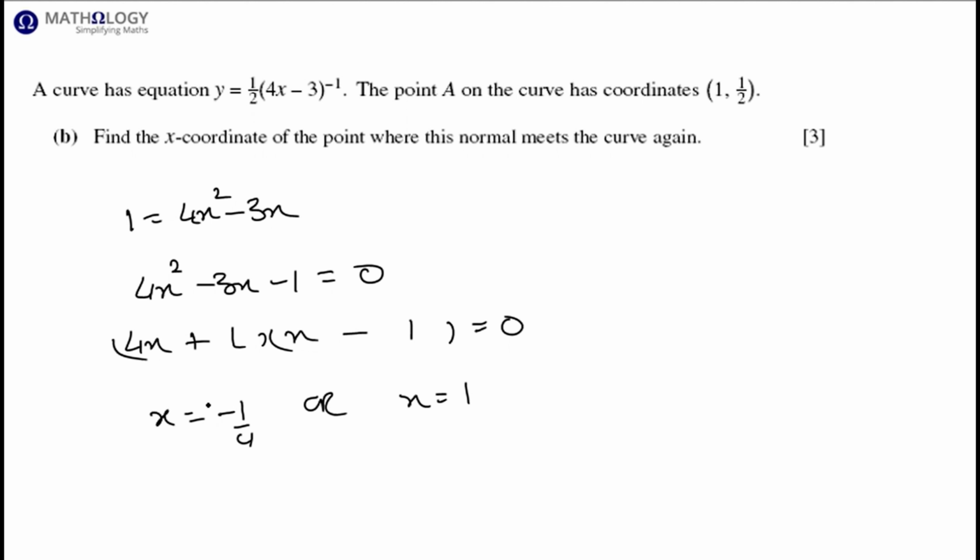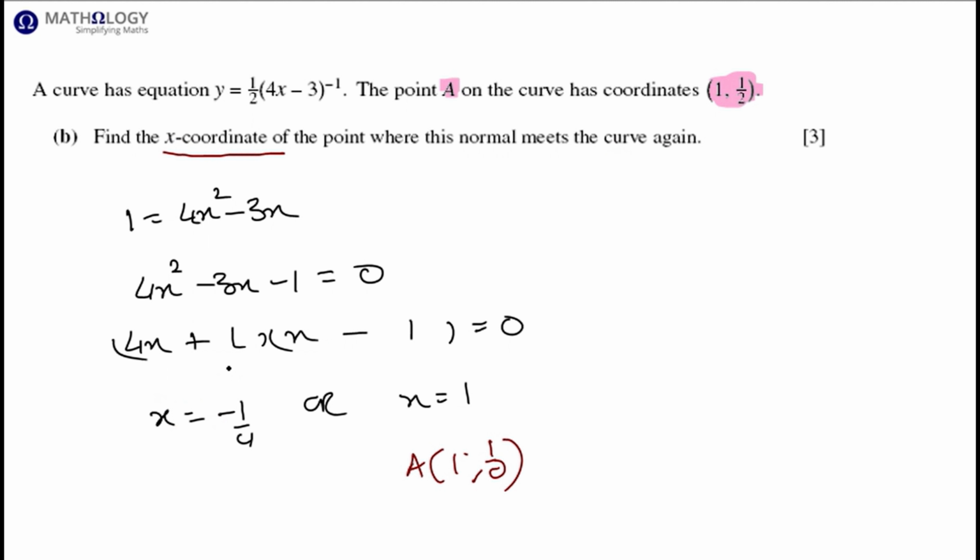The fact that one of these x values is 1 should not be surprising, because the curve and the normal intersect at the point A, which has an x coordinate of 1 and a y coordinate of a half. But what's important here is that A's x value is 1. So this is clearly the point (1, 1/2). In other words, the normal is going to meet the curve again where x = -1/4. Now, the question asked us only for the x coordinate, so this is where the question ends.